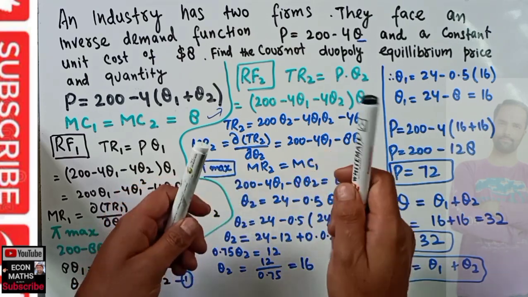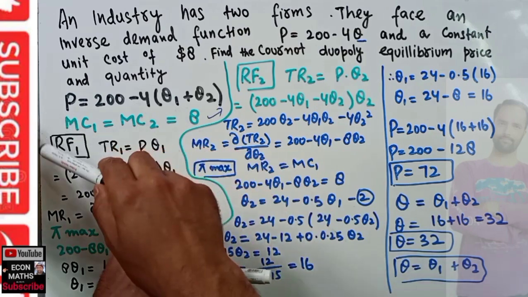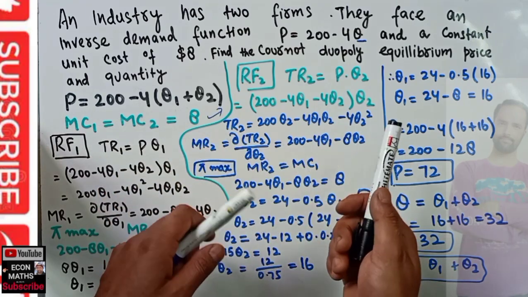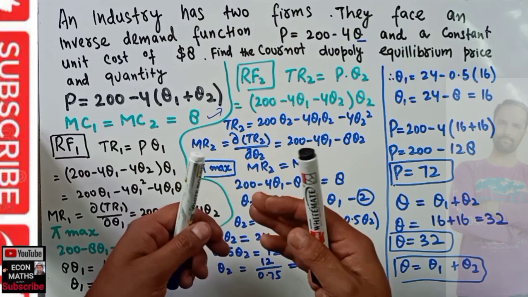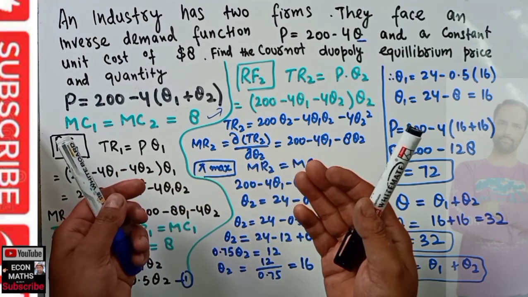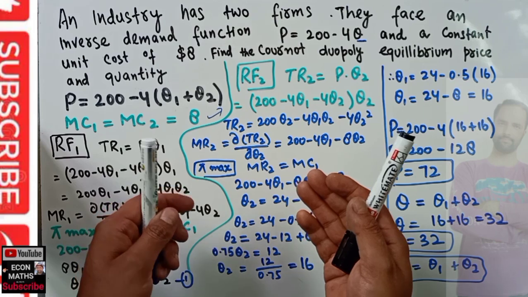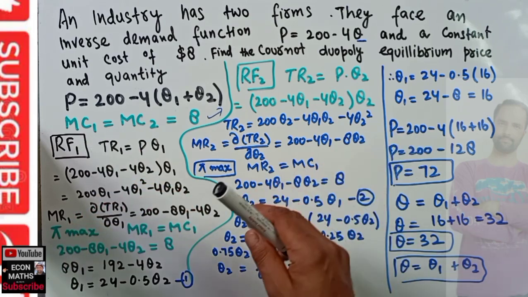To find out the market equilibrium price and output in the Cournot duopoly, first we need to find out the reaction function of each firm. That means the reaction function of firm 1. By reaction function, we mean it simply tells us how much output firm 1 will decide given that firm 2 has decided its output value.